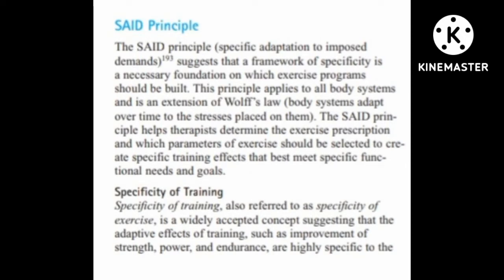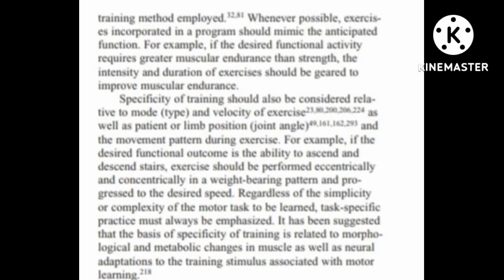Specificity of training. Specificity of training is also referred to as specificity of exercise. Improvement of strength, power and endurance are highly specific to the training method employed. For example, if the desired functional activity requires greater muscular endurance than strength, the intensity and duration of exercise should be geared to improve muscular endurance. Specificity of training should also be considered relative to mode and velocity of exercise as well as patient or limb position and the movement pattern during exercise.